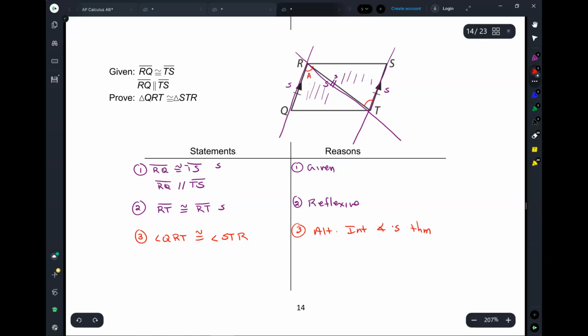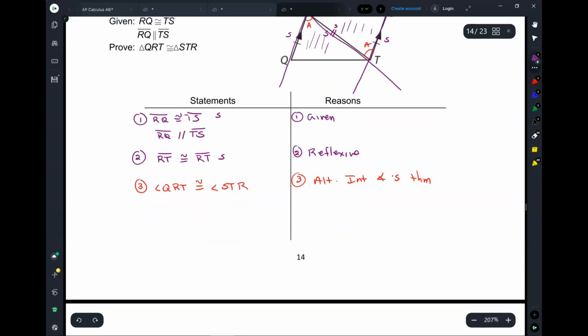Okay, now look at what I got. SAS, right? So I can now say triangle QRT is congruent to triangle STR. Can't that be like... Hang on, and SAS is good enough.